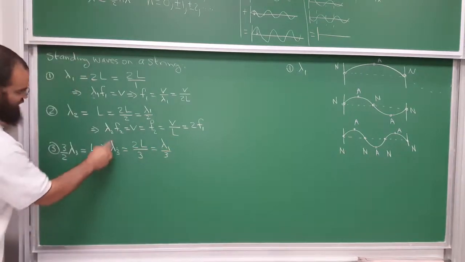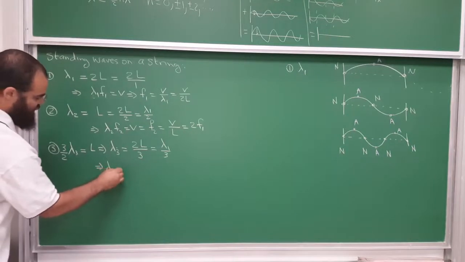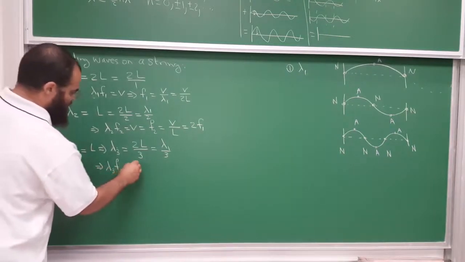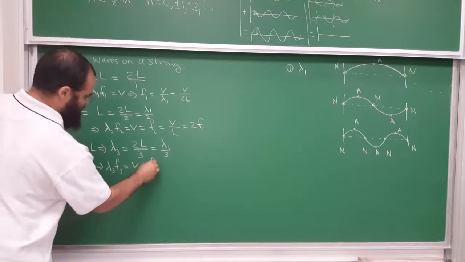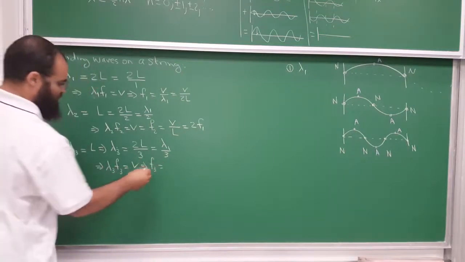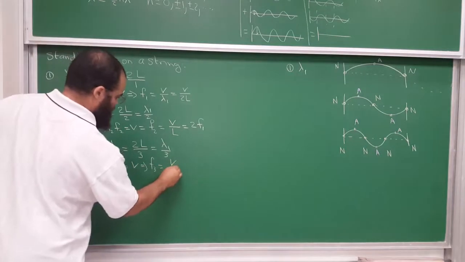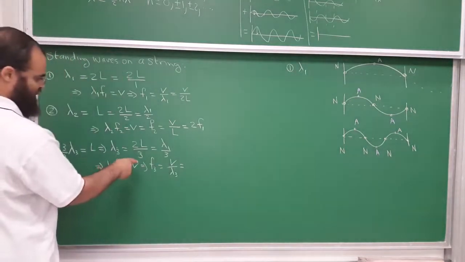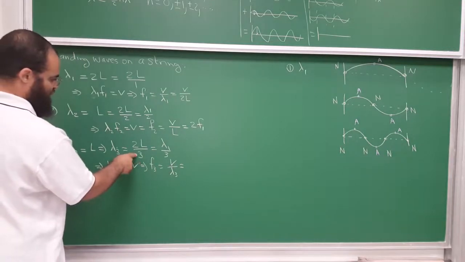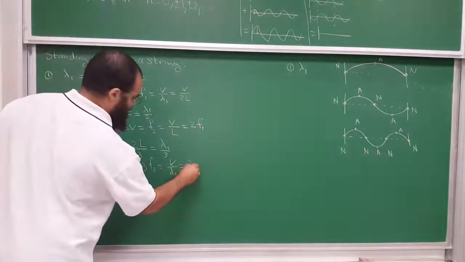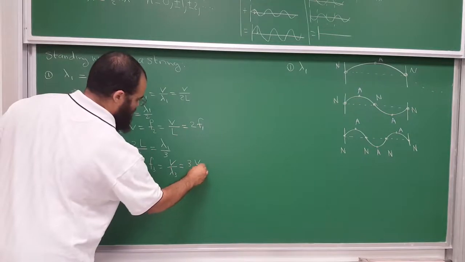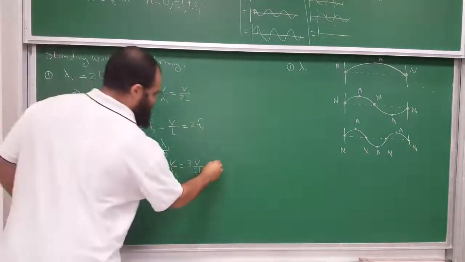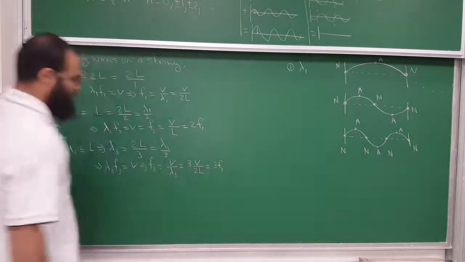And you can do the same logic here. Lambda 3 f3 will equal v. And so f3 will equal v over lambda 3. And that will give us 3v over 2L. But v over 2L is f1, so this is 3f1.